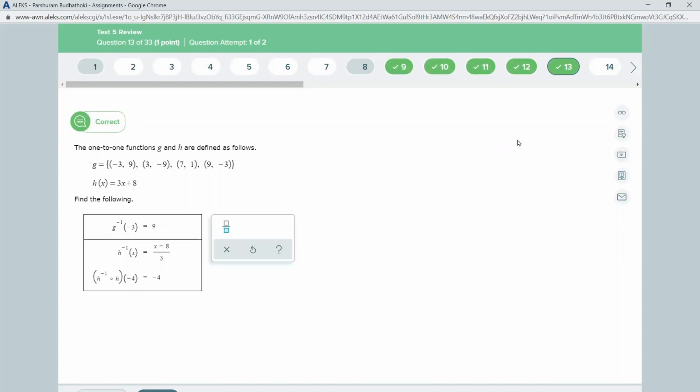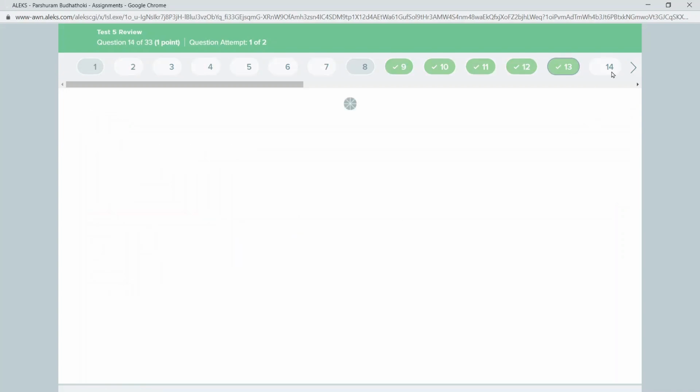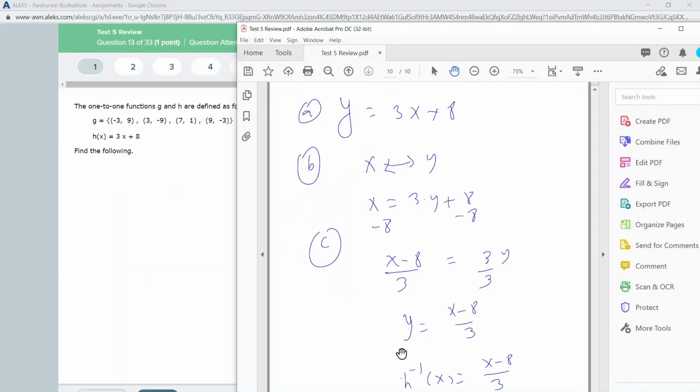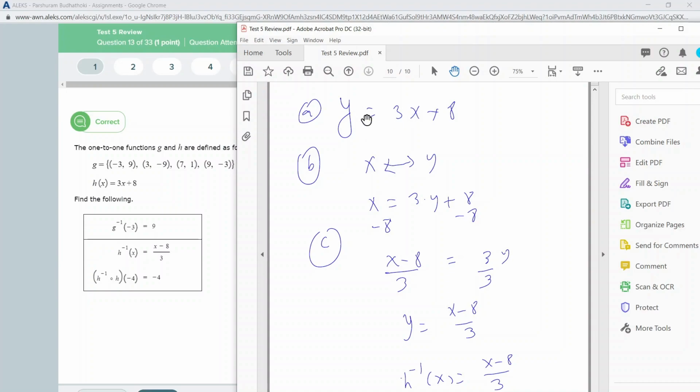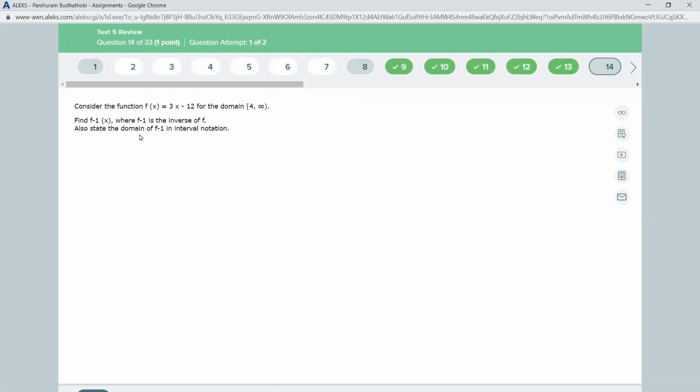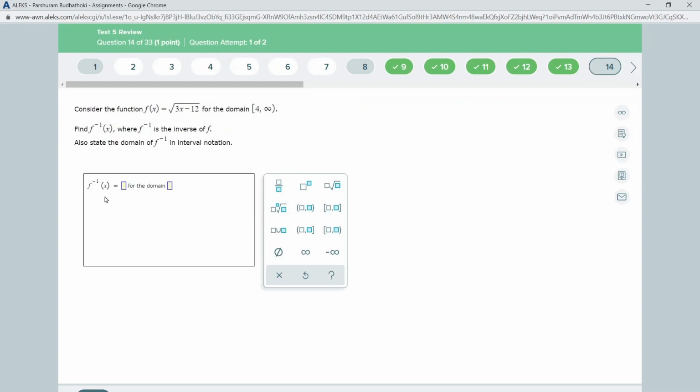That's right. So let's go to the next problem. F inverse of x, do exactly the same thing I did for the previous problem. Just write down the function as y and x, switch x and y, solve for y, and finally you get the answer. So problem 14, that's the inverse function problem.